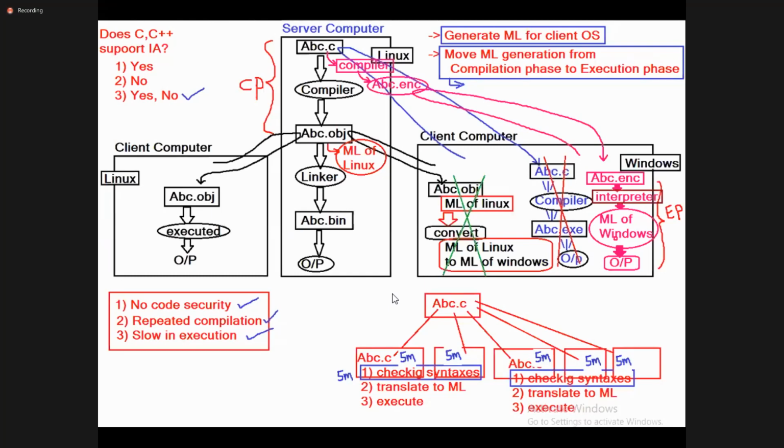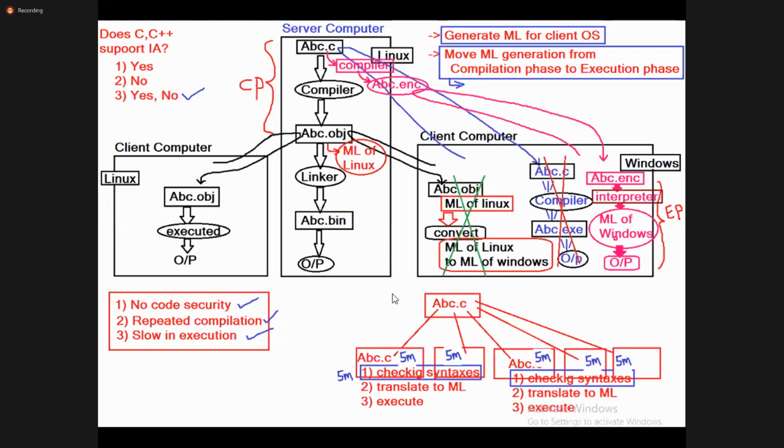If you observe C language, why is C language platform dependent, unable to execute on another operating system? The machine language is generated in the compilation phase for the server operating system, which is not understandable to the client computer's operating system. My target is not running the program in the server operating system. My target is running the program in the client operating system. So we must generate machine language for the client OS. To do that, I should first know the client OS. So client OS information I will come to know not at compilation time, but at execution time, because the client is coming at execution time.